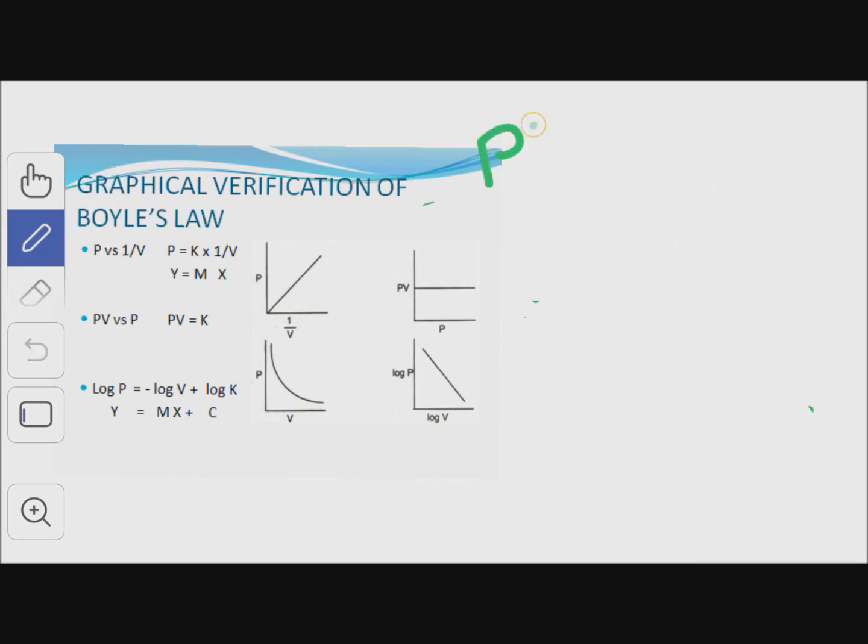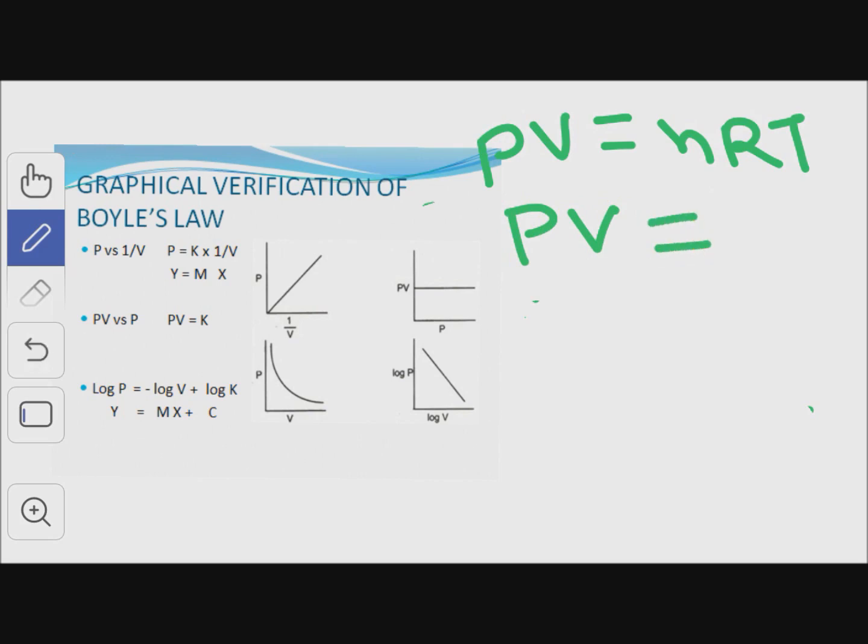PV is equal to nRT, which is the ideal gas equation, and according to Boyle's law, PV is equal to K, which is the second equation, in which we have to plot a graph between PV versus pressure. It means the product of pressure and volume remains constant.